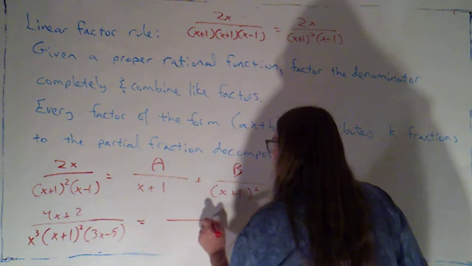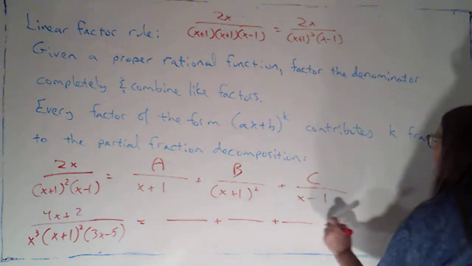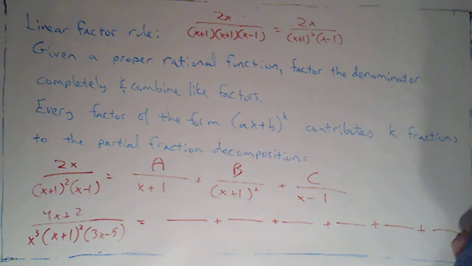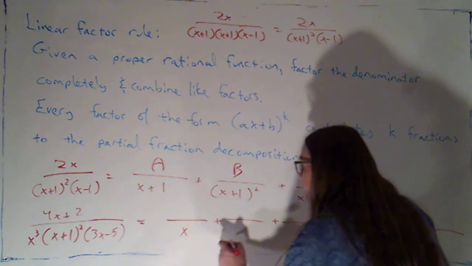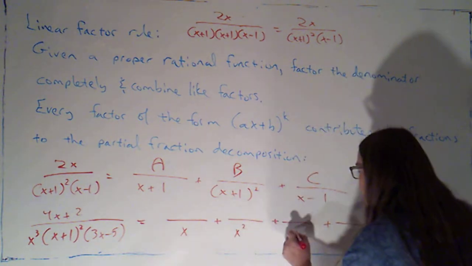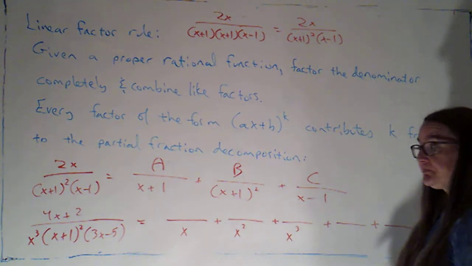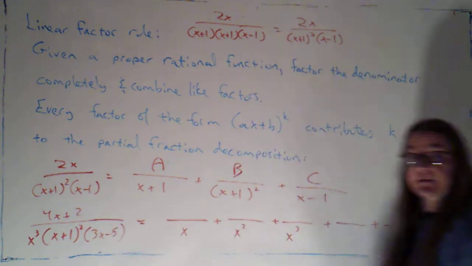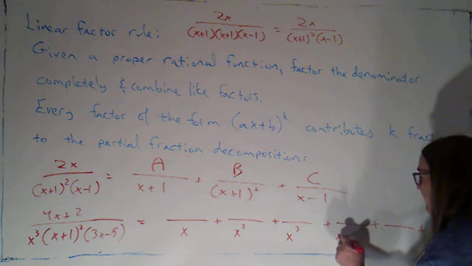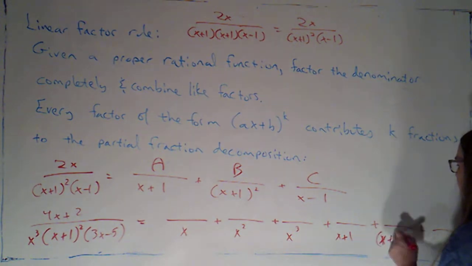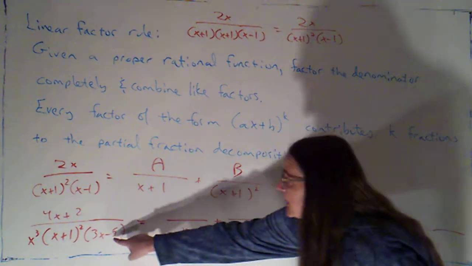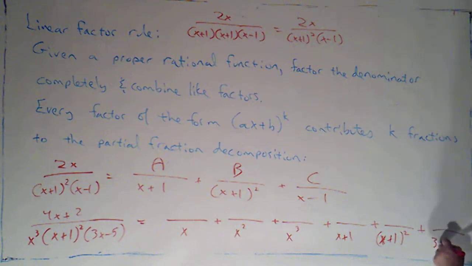So there are going to be 1, 2, 3, 4, 5, 6 fractions that we're going to have. 3 factors of x. So I'm going to have 1 denominator of x, 1 of x squared, and 1 of x cubed. 2 factors of x plus 1, so I'm going to have 1 denominator of x plus 1 and 1 denominator of x plus 1 squared.